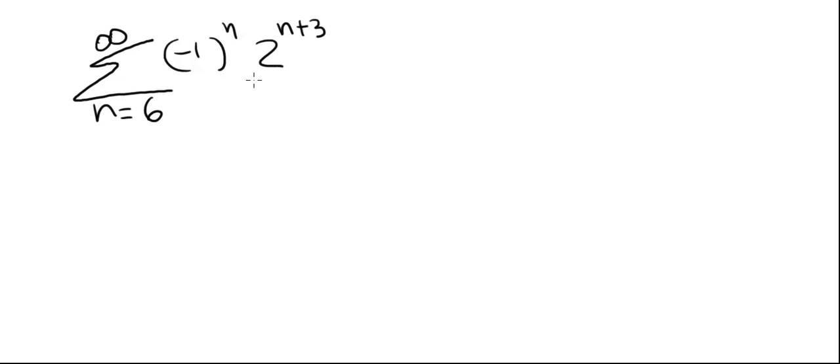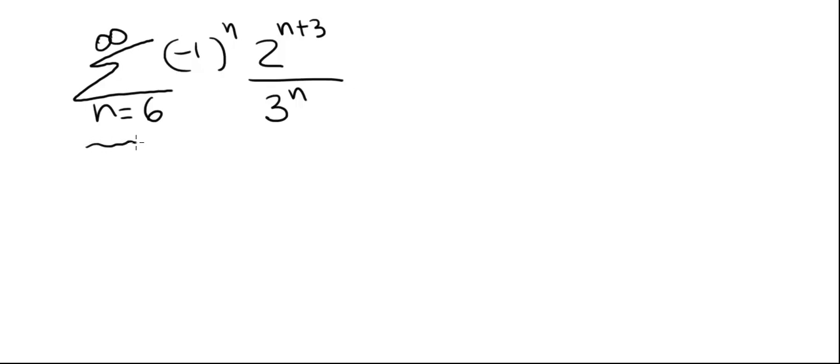We're going to look at the series from n = 6 to infinity of (-1)^n times 2^n plus 3 over 3^n. So as always, we want to know if this series converges or diverges. And if it converges, we want to see if we can find out what it converges to.